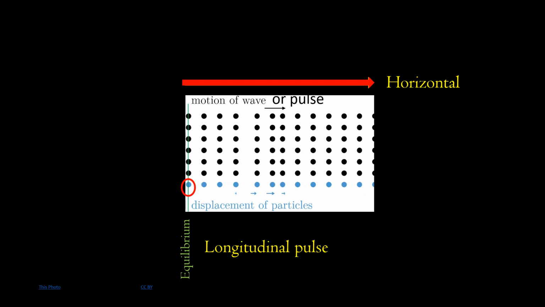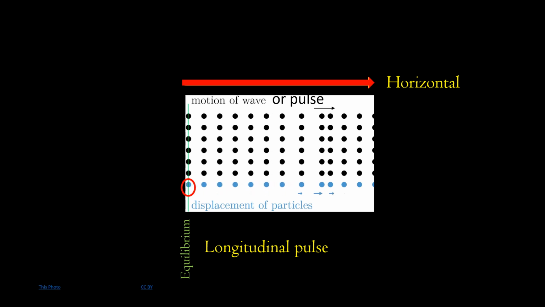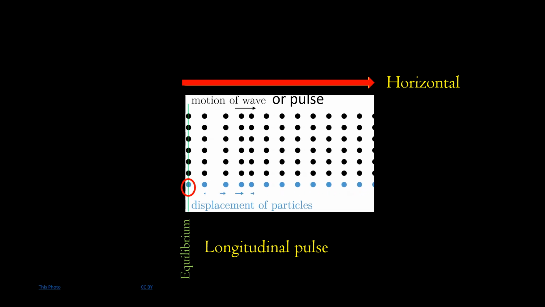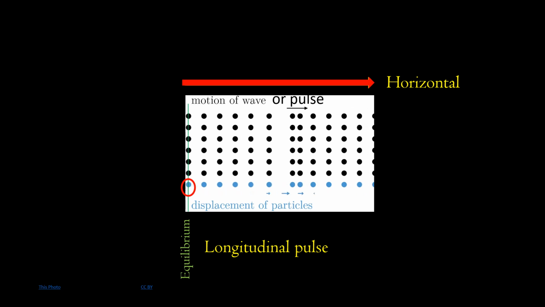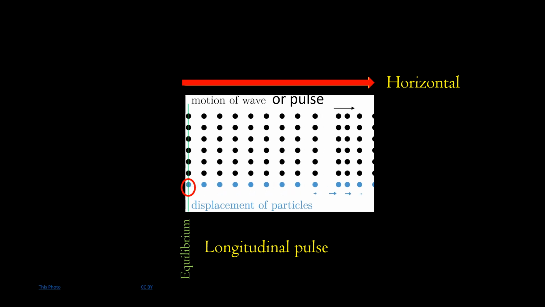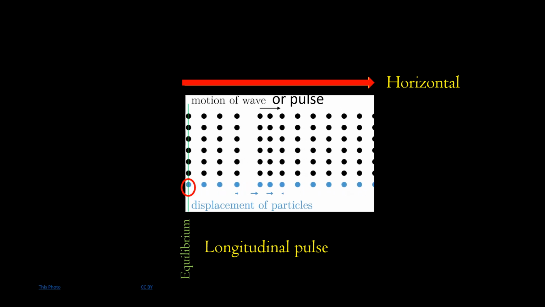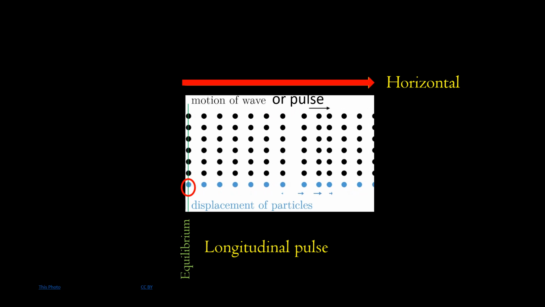This type of pulse is called a longitudinal pulse because the direction of motion of the pulse relative to the direction of displacement of the particle are parallel. This means that there's a 0-degree angle between the two directions. Hence, for a longitudinal pulse, the direction of motion of the pulse is parallel to the direction of the displacement of the particles of the medium. The same is true for longitudinal waves.